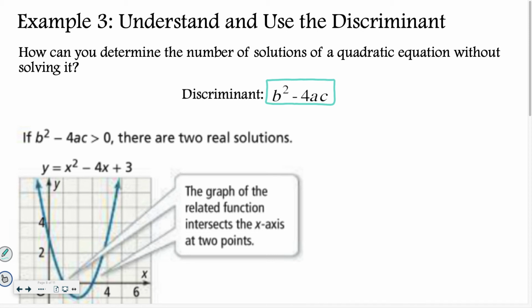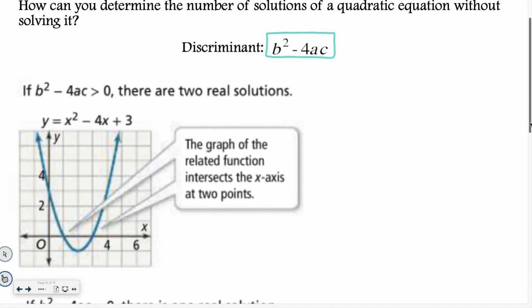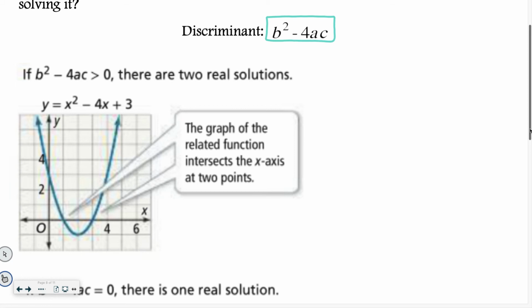B represents the same number for the discriminant as it does for the quadratic formula, and same with A and C. So if you can do the quadratic formula, you can definitely do the discriminant. Now the way the discriminant works is when you solve that, when you say b squared minus 4ac, if that number is bigger than 0, you are going to have a graph that looks like this first one here, where it crosses the x-axis twice, meaning there are two real solutions.